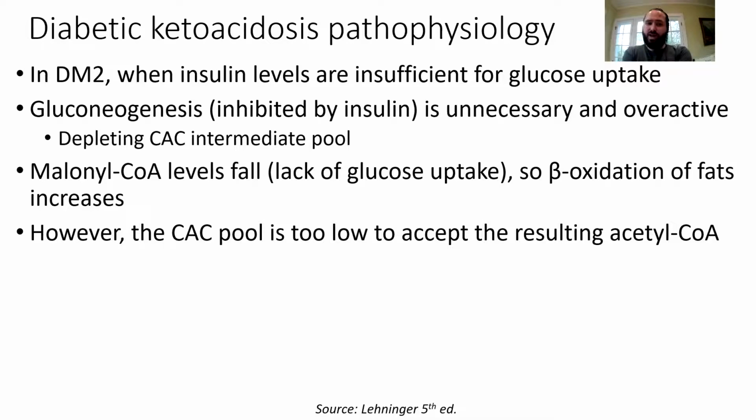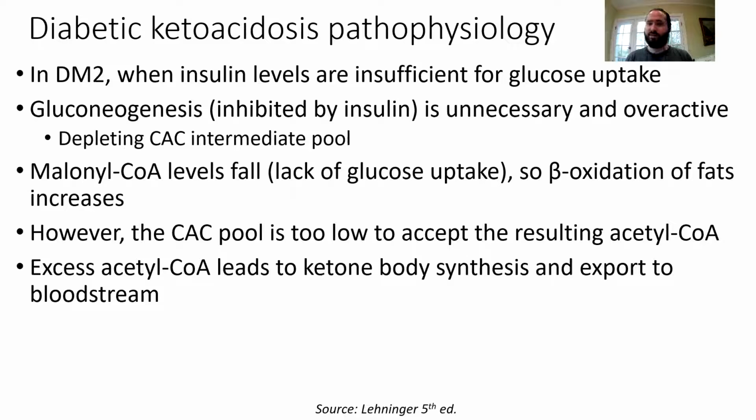Because the citric acid cycle pool can't accept the resulting acetyl-CoA, we will form ketone bodies. So this will trigger ketone body synthesis. And we don't necessarily need those ketone bodies, right? The problem is not that we don't have enough glucose to feed the brain. The problem is that there's a communication breakdown where the brain and the neurons are not able to take up the glucose. So we have not only hyperglycemia, but also ketone body synthesis, ketosis.